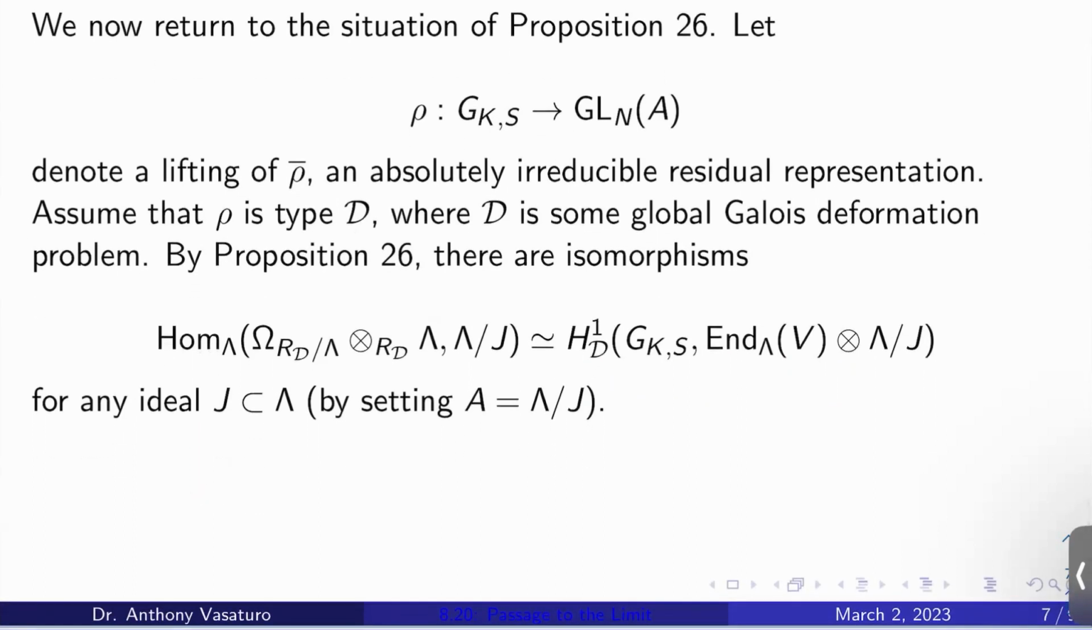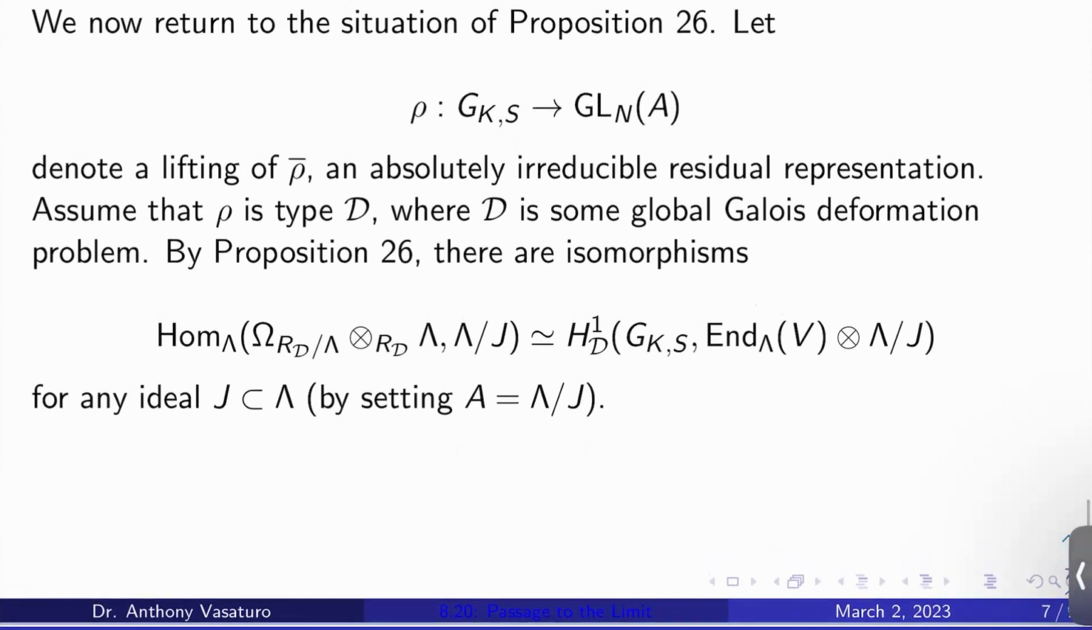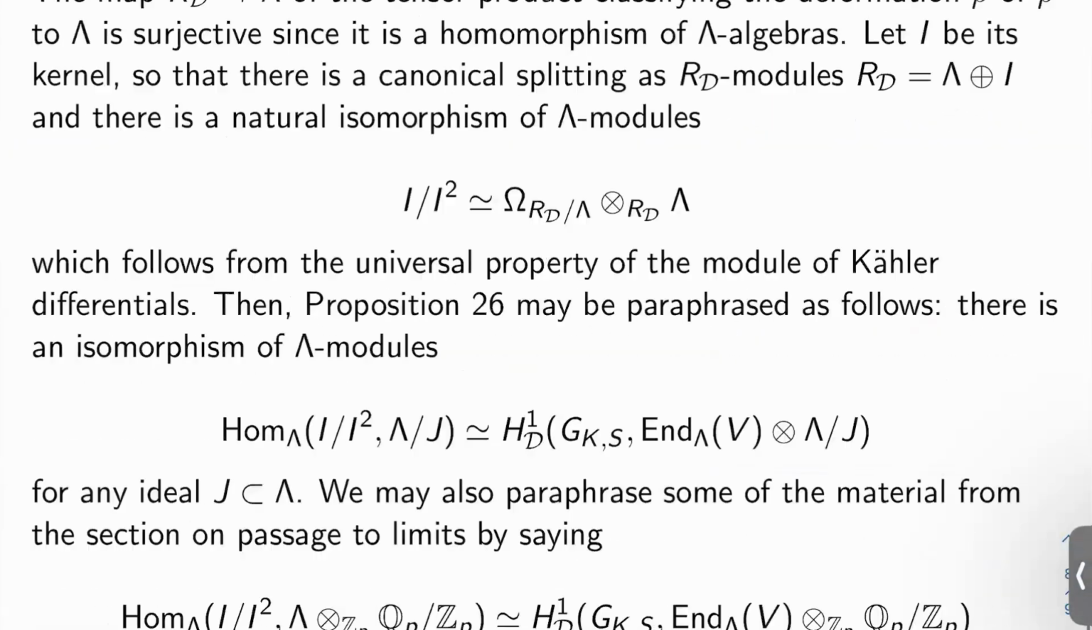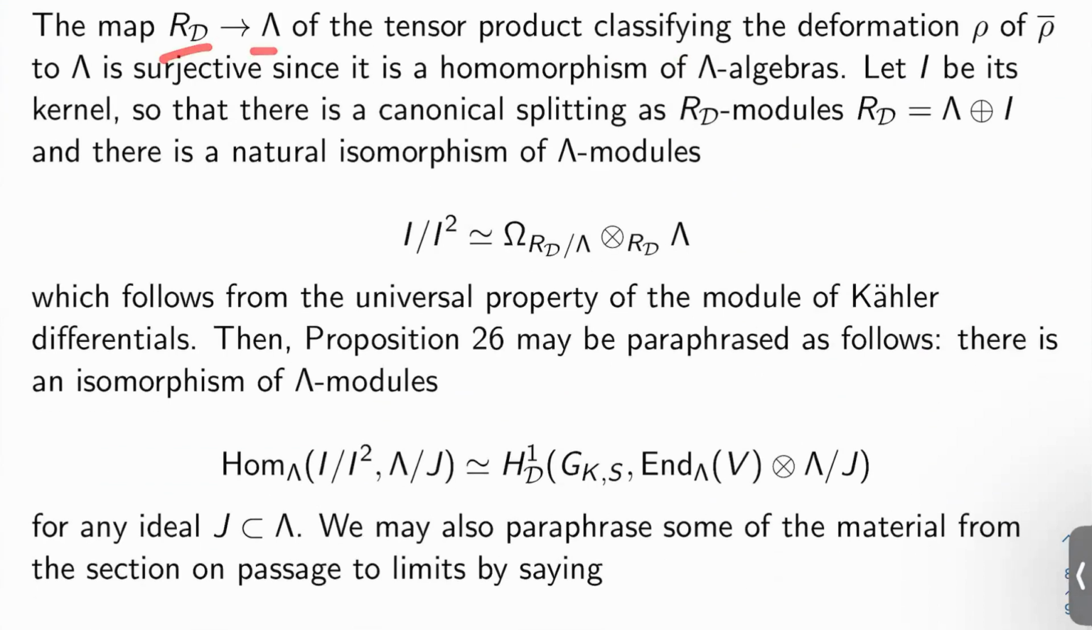And if you like, to see this explicitly, just set A equal lambda mod J in the proposition and you'll see what I'm talking about. Okay. So we have this kind of ideal theoretic interpretation of this subcohomology group. And so let's tie this all together. The map R sub D to lambda of the tensor product classifying the deformation rho of rho bar to lambda is surjective because it's a homomorphism of lambda algebras. We'll let I be its kernel. So then we have this canonical splitting as R sub D modules. We know R sub D is lambda direct sum I. And there is a natural isomorphism of lambda modules I mod I squared with omega R sub d over lambda tensor product over R sub d with lambda. So we talked about this a while ago when we talked about Kähler differentials.